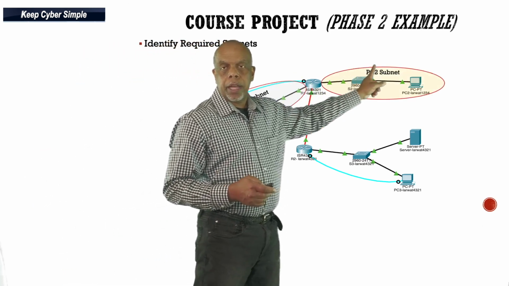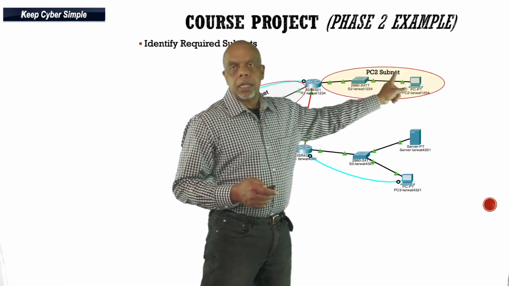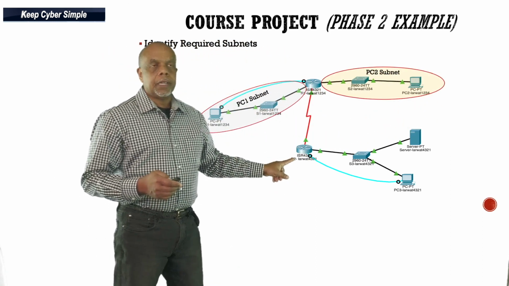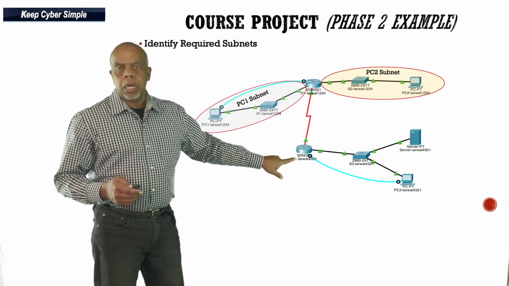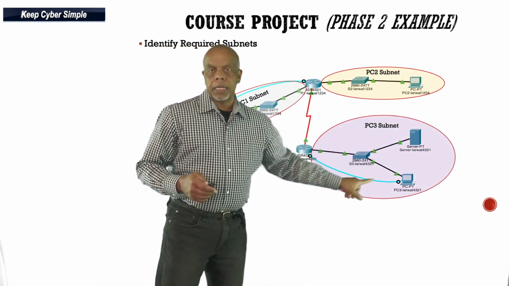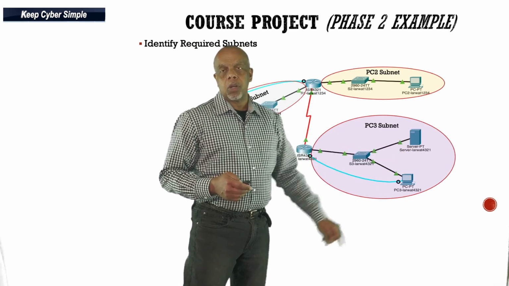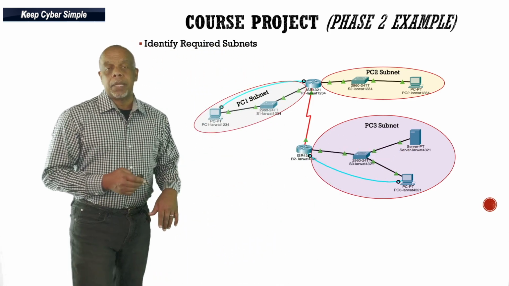Also off this router, I have PC2. That is another subnet. What else we got? We got a router down here, right? Off of router 2, R2, we have a subnet. And this subnet, off of this switch, has a PC as well as a server. Okay, I've identified the subnets, right?